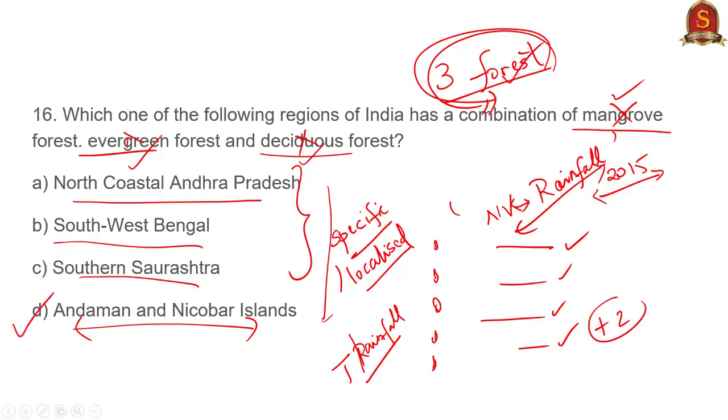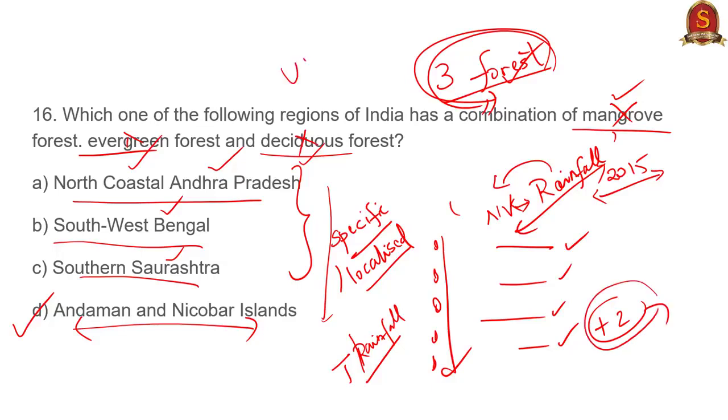The answer is Delhi. There is no need to understand the relationship between rainfall and natural vegetation, like what is the rainfall in Andhra Pradesh, what is the rainfall in Bengal or Saurashtra, to narrow down to this answer. All you need to understand is these 3 are specific locations, and this is a spread over location. You got that, you got your answer Delhi, and that is your +2 marks.